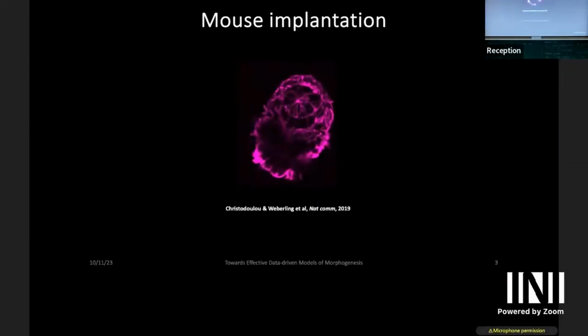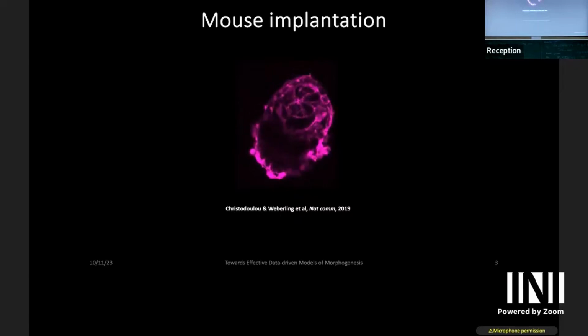So I'm going to start with the first one, which is about mouse implantation. I'm trying to go to the next slide. I am pausing, seems so.